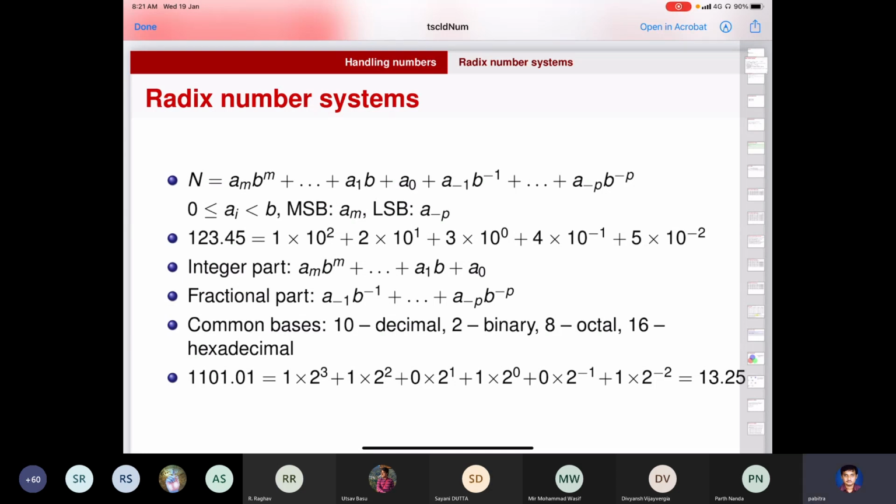Okay, but anyway, we will primarily be bothered with bases 10, 2, 8, and 16. So let us start with the binary. For example, if you have the binary number 1101.01, its value in decimal would be 13.25. Because it's a radix number system, a positional number system, it would be 13.25. I think this is all child's play for all of you, but I'm just recapping it.